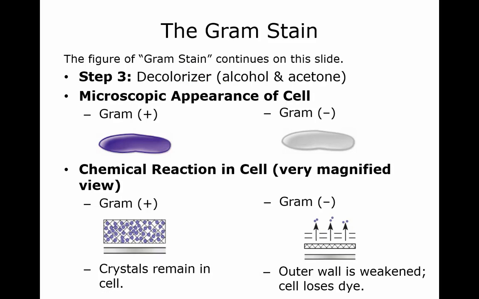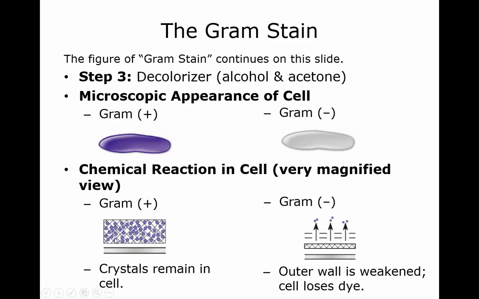So then we go to step 3. Step 3, we pour decolorizer over the bacteria. Now, decolorizer is a combination of alcohol and acetone, and it's called a decolorizer because the job of it is to strip color. But you'll notice that once we add decolorizer to gram-positive bacteria, it stays purple. Why is that?